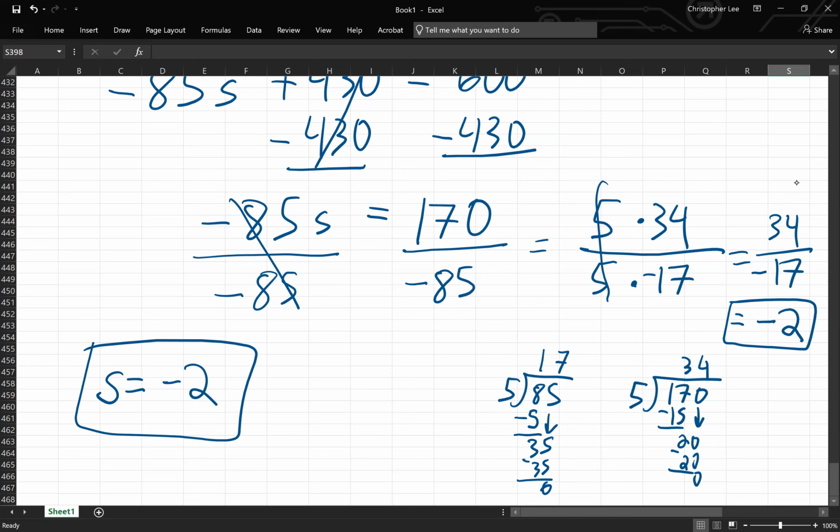Questions on this? Anybody? Make sense? And you guys know how to check it, right? Just plug it back into the original. If the left-hand side equals the right-hand side, you know your answer is good. If it doesn't, there might be no solution for this question, right? Which is a thing that actually happens, by the way.